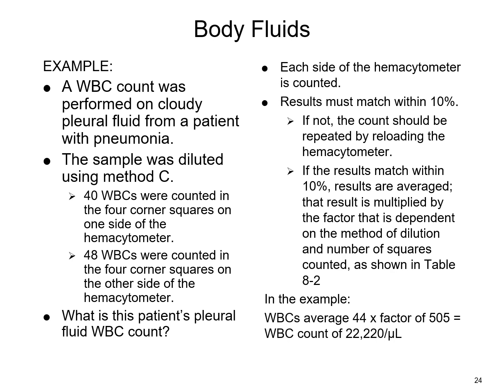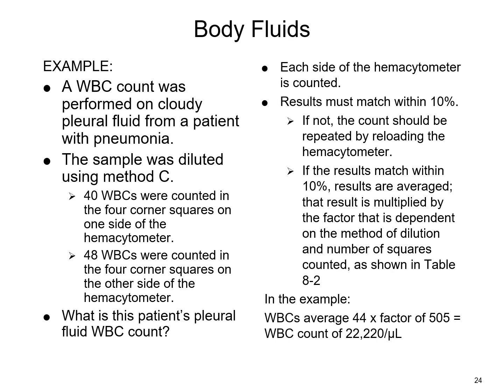One side of the chamber was counted for 40 white blood cells, the other side for 48. And so we've got to do the calculations to determine what that actual white blood cell count is. So each of those chambers, each side was counted, and we want to make sure that those results are within 10%. If they're not within 10%, then you need to repeat that.